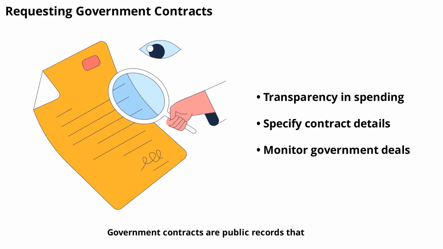Government contracts are public records that detail agreements between agencies and private companies. These records are often requested to ensure transparency in government spending. When making a request, specify the contract subject, date, or contractor name for best results.